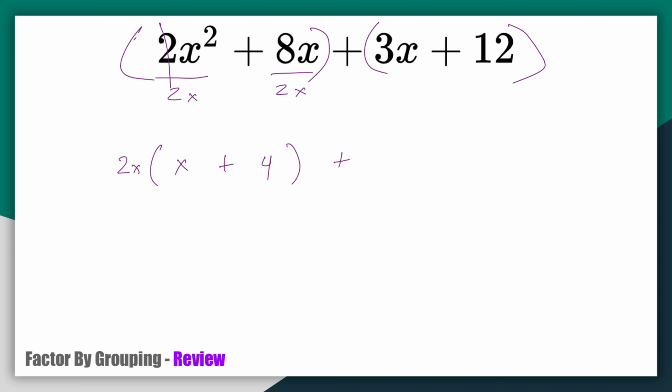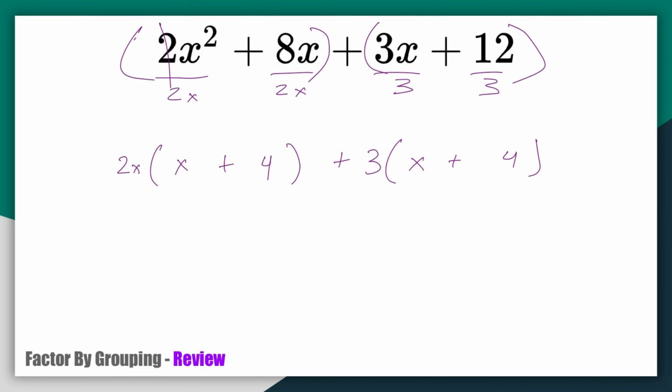Plus, well, 3x and 12. All right. So the greatest common factor of that is just 3. 3 divided by 3 cancels out. You're just left with x. 12 divided by 3 is 4.